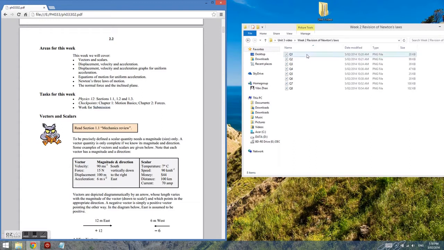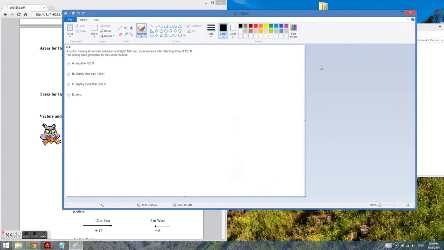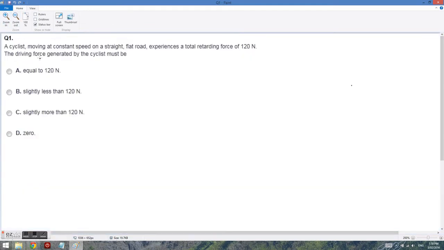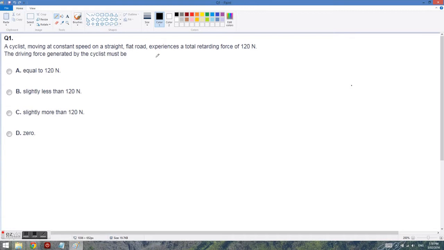There are 8 example questions. Let's go with question 1. Have a look at question 1. A cyclist. Well, we can read. You can read it. Just remember in physics, when we're doing questions, try to highlight the important part. For instance, a cyclist moving at constant speed.